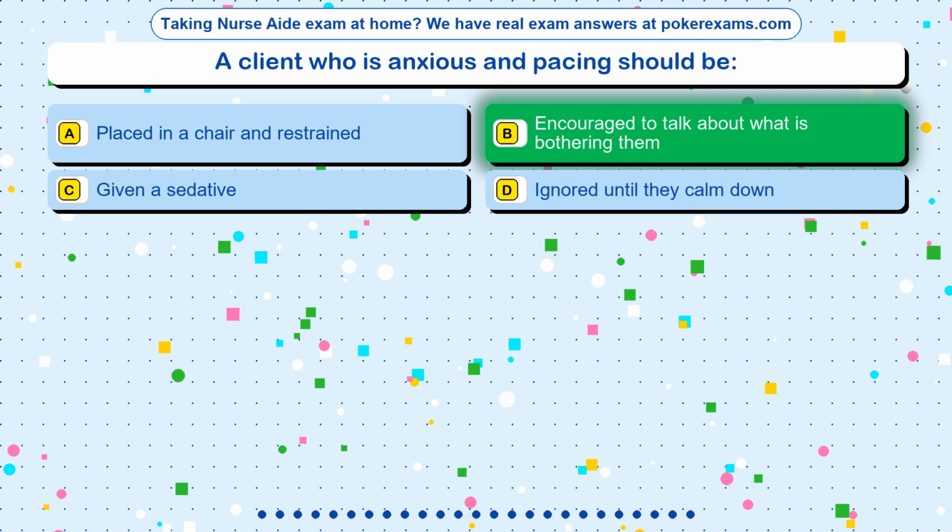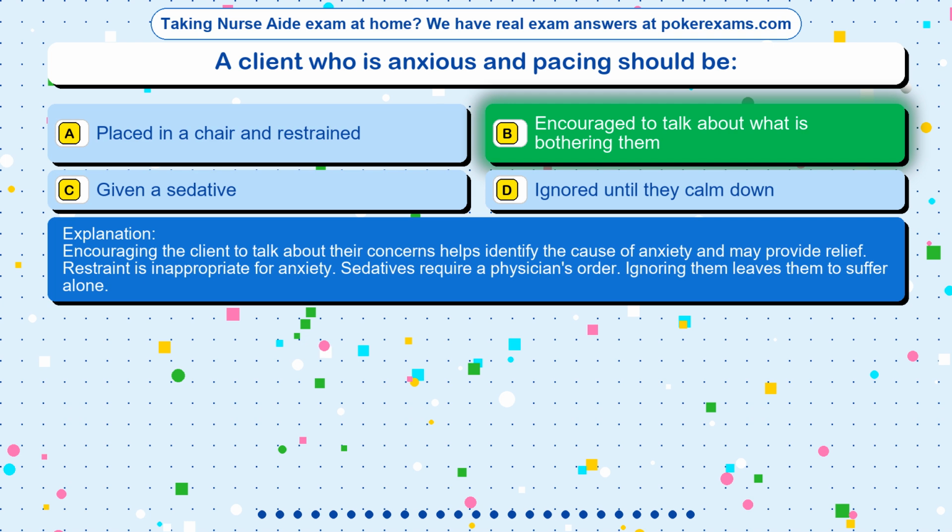The correct answer is option B. Encouraged to talk about what is bothering them. Encouraging the client to talk about their concerns helps identify the cause of anxiety and may provide relief. Restraint is inappropriate for anxiety. Sedatives require a physician's order. Ignoring them leaves them to suffer alone.